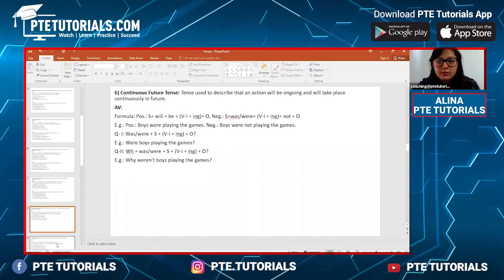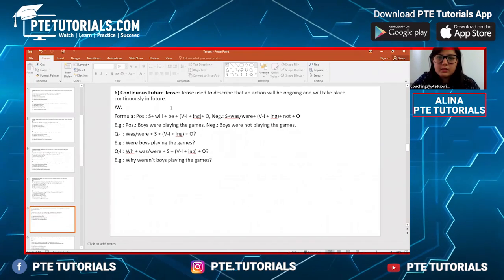Sixth tense is continuous future tense. It doesn't have the passive voice, because it has a very weird structure. And in continuous future tense, the active voice is subject plus will plus be plus verb 1 plus ing plus object.